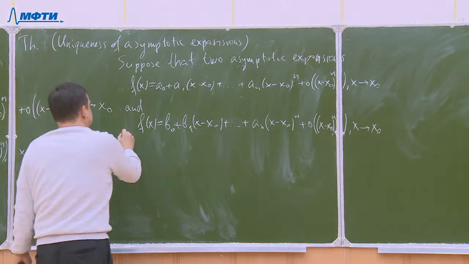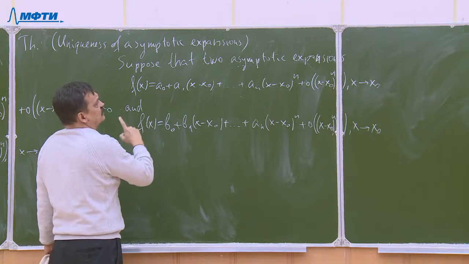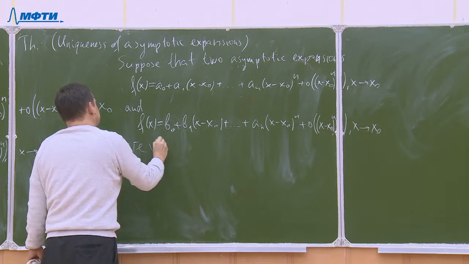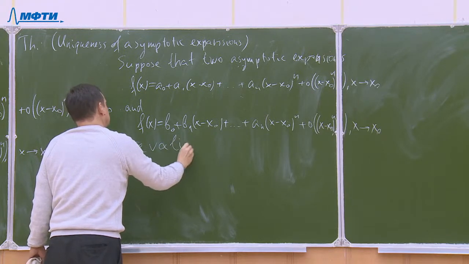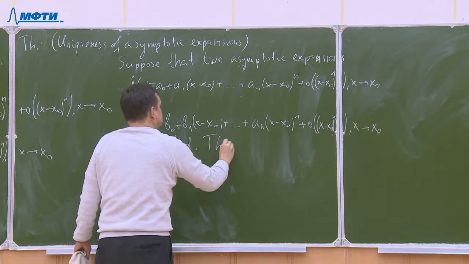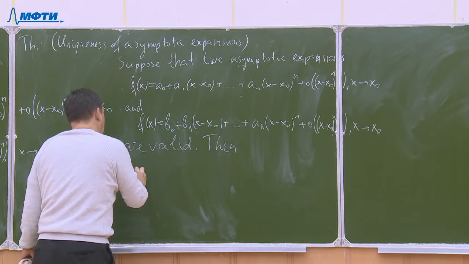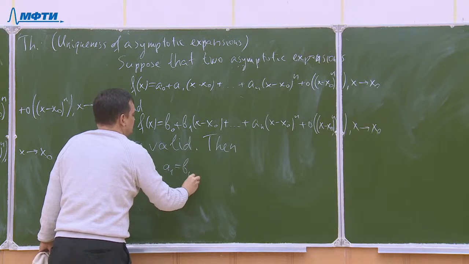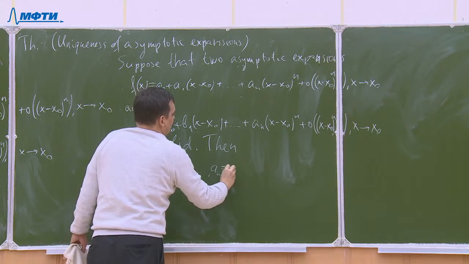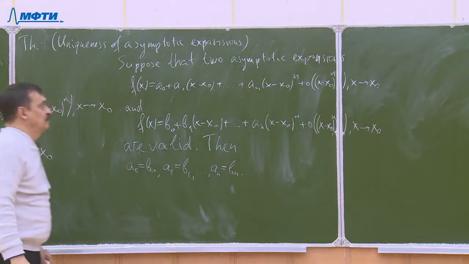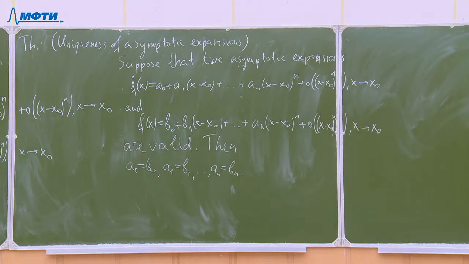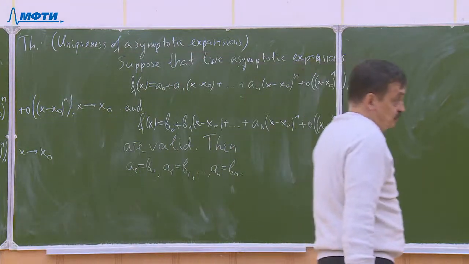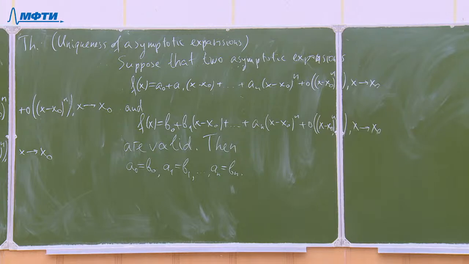Then, that two asymptotic expansions, and these are valid. Then a naught equals b naught, a1 equals b1, and so on, a n equals b n. So once we have an asymptotic expansion, it is unique. Proof.